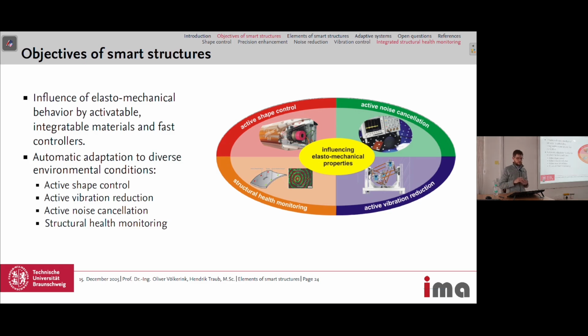So to sum up the objectives before we go over to the elements, we try to influence the elastomechanical behavior by activatable, integratable materials and fast controllers. And with this, we adapt to diverse environmental conditions like active shape control, active vibration reduction, active noise cancellation, as well as structural health monitoring. And we saw examples from all four areas of this figure.